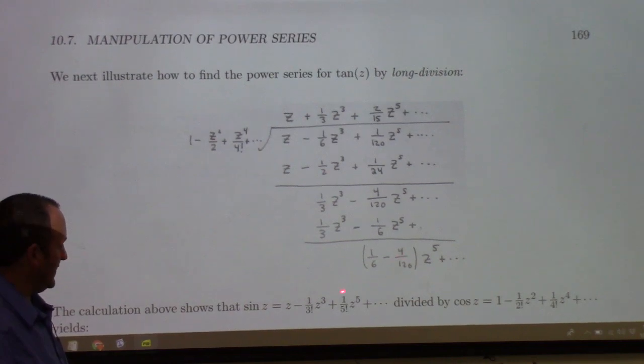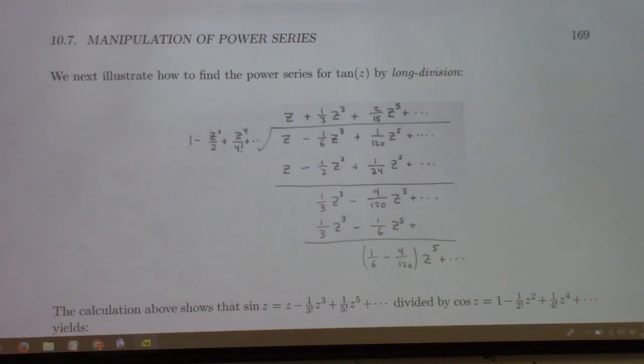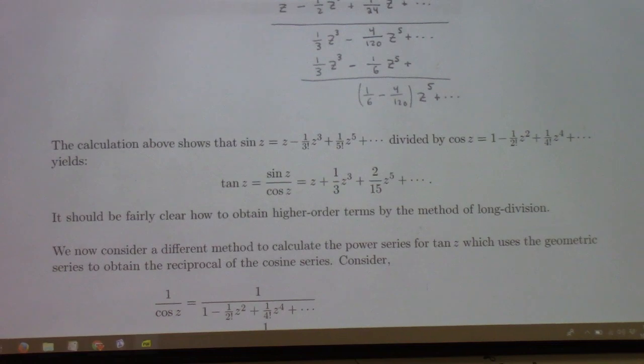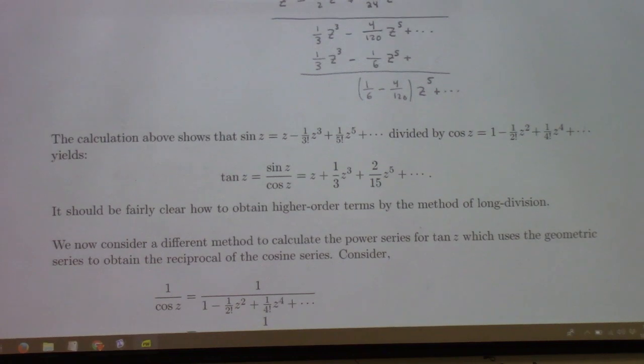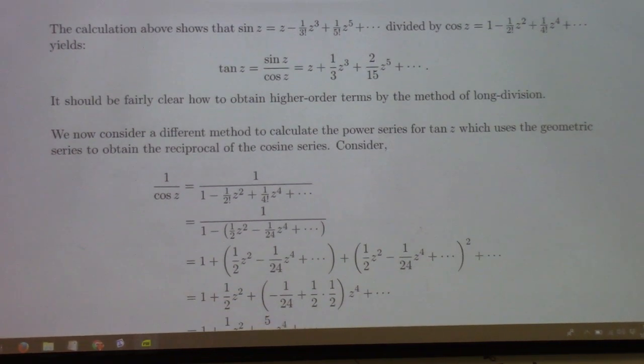So let's see here. What I get is that sine z divided by cosine z. So there's the series for tangent obtained by dividing the sine series by the cosine series. There's the first few terms. So division of series is not something that I take lightly. I think that takes some practice to really get good at it.